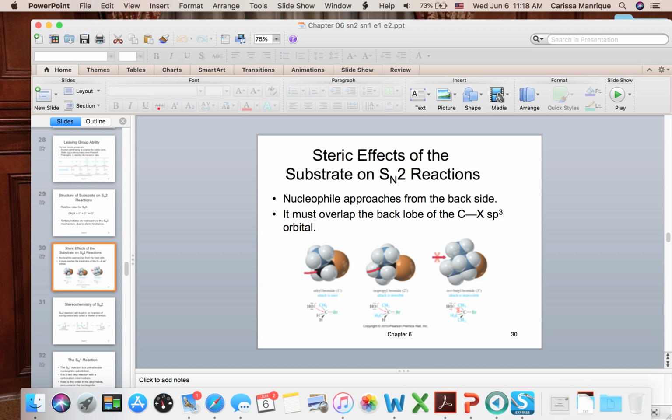And this is just showing again, you get sterically hindered. It gets too crowded. If there's too many carbons in there blocking the way, then your nucleophile can't get in there.